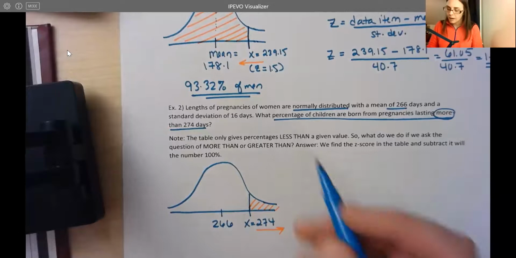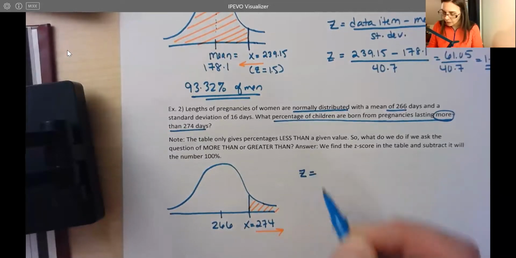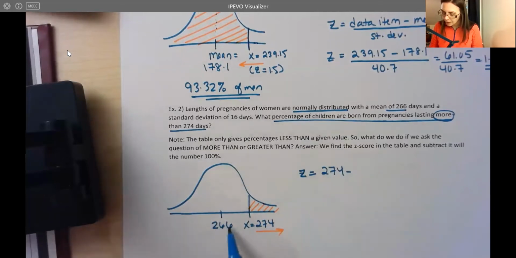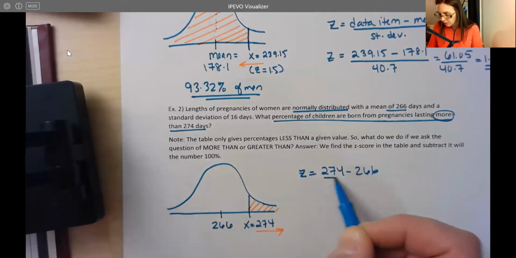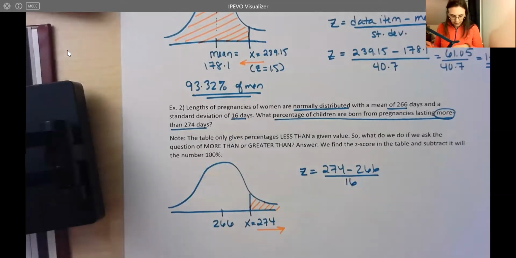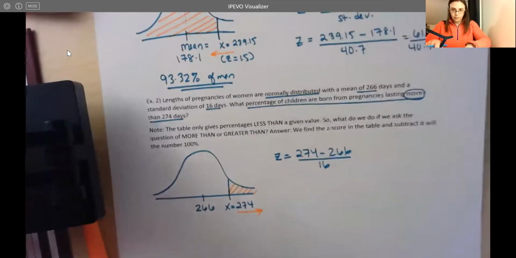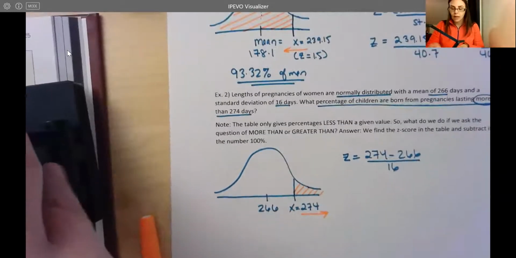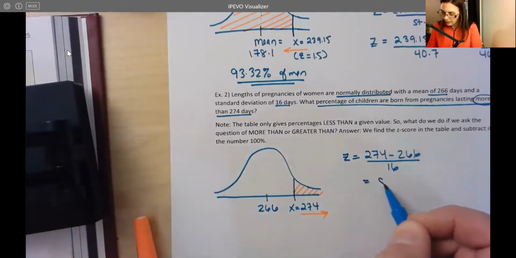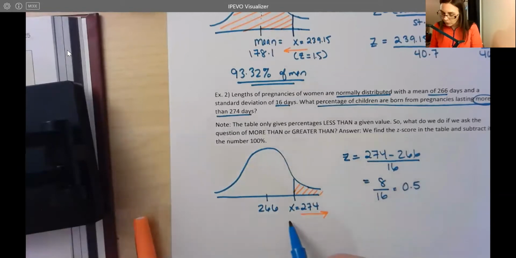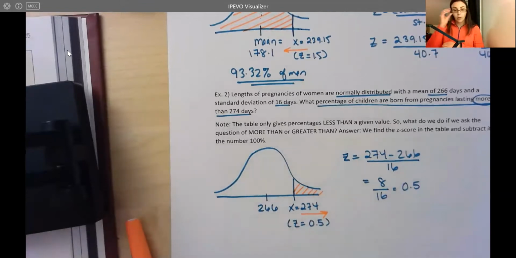Now, just like before, I still have to start by finding my z value. So my data item is 274. My mean is 266. And my standard deviation is 16. So I'm going to go ahead and start with this first. And when I subtract, I get 8 over 16, which is obviously 1/2 or 0.5. So your x value here is the same idea as having a z-score of 0.5.